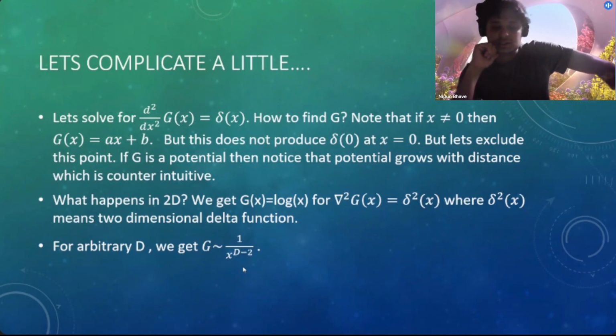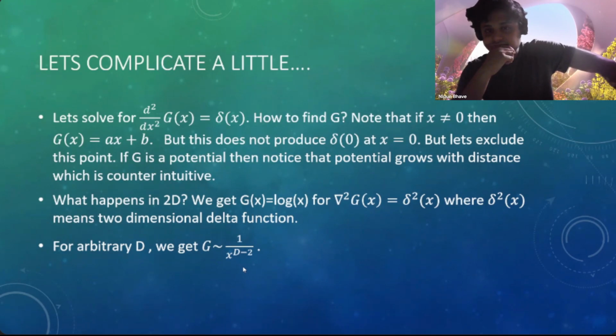Del cross E is 0. No, but del cross E is only 0 if B is 0, if there is no magnetic field. If there is a magnetic field, then you know that del cross E is minus del B by del T. Correct.